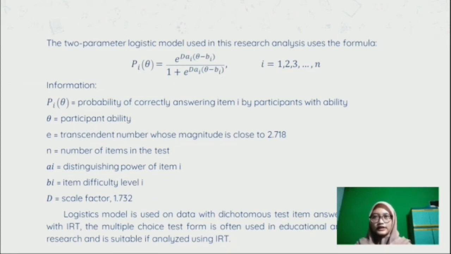Information: P_i(theta) is the probability of correctly answering item i by a participant with ability theta. Theta is participant ability. e is a transcendental number whose magnitude is close to 2.718. n is the number of items in the test. a_i is the discriminating power of item i. b_i is the item difficulty level of item i. D is a scale factor, that is 1.7. The logistic model is used on data with dichotomous test item answers. This is aligned with IRT.